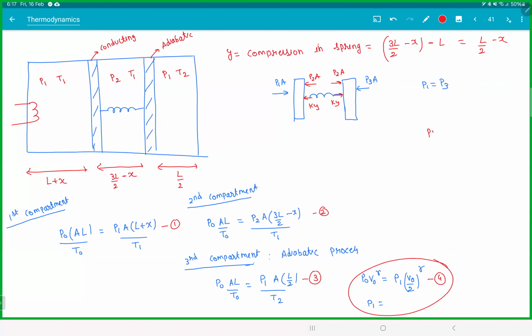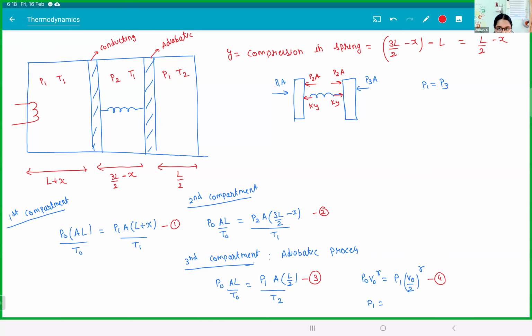Think logically: from PV to the power gamma only, you got TV to the power gamma minus 1, right? By substituting PV is equal to nRT there, you got this thing. So for the same gas, if you apply 2 different forms of the same equation, you won't get a unique equation.